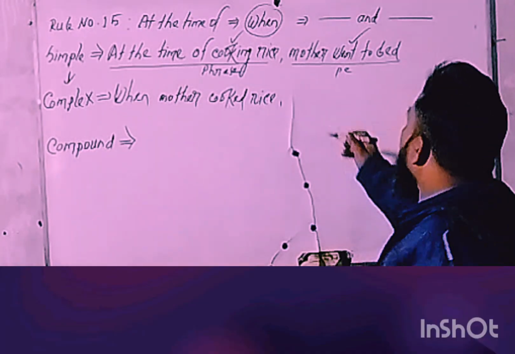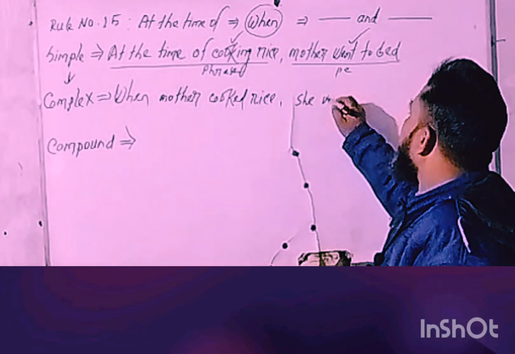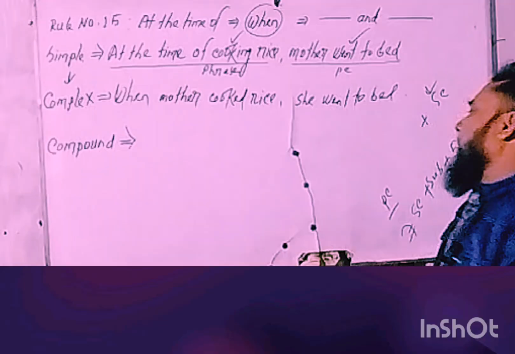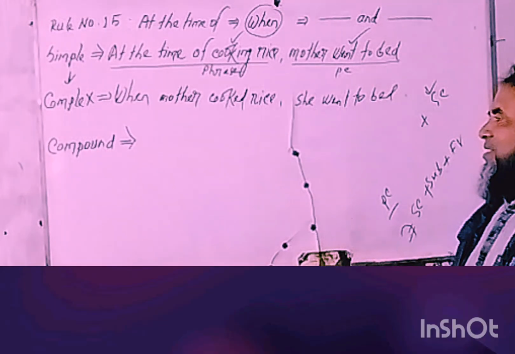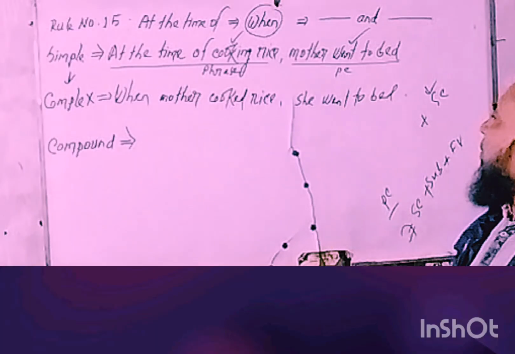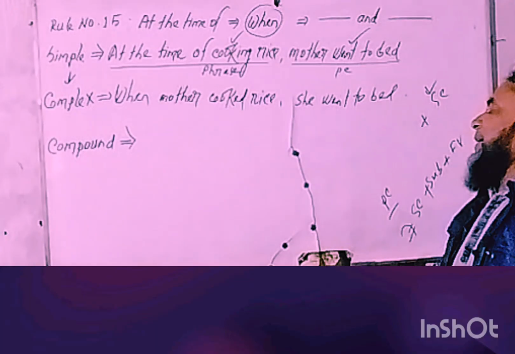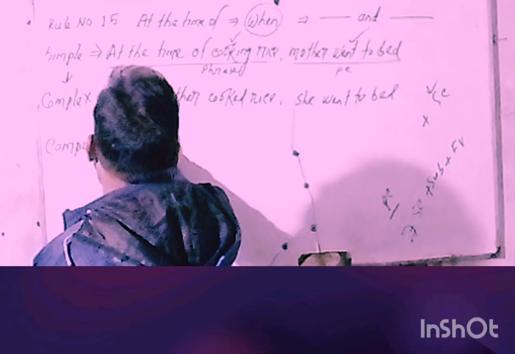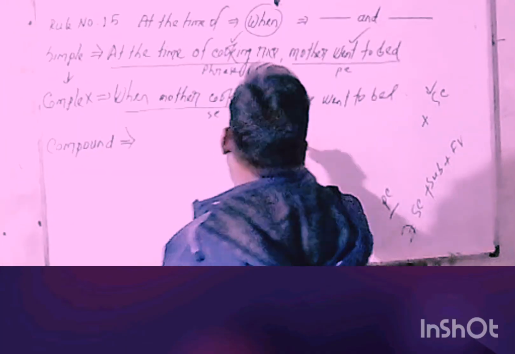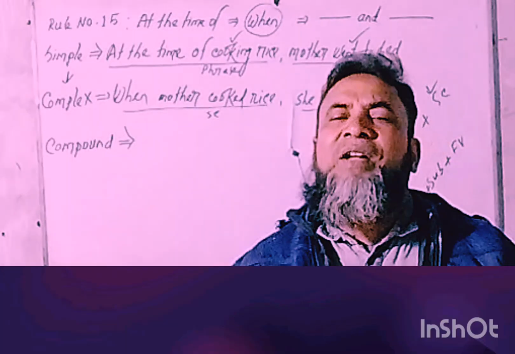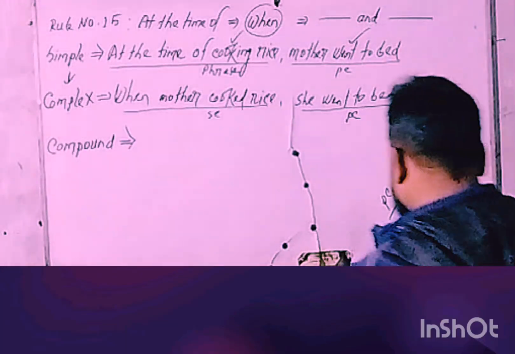Now write the principal clause: she went to bed. Let's take a look at the board and try to understand. So this sentence has already been transferred into a complex sentence, because it has a subordinate clause, SC, and a principal clause, PC. I hope that you have understood clearly.